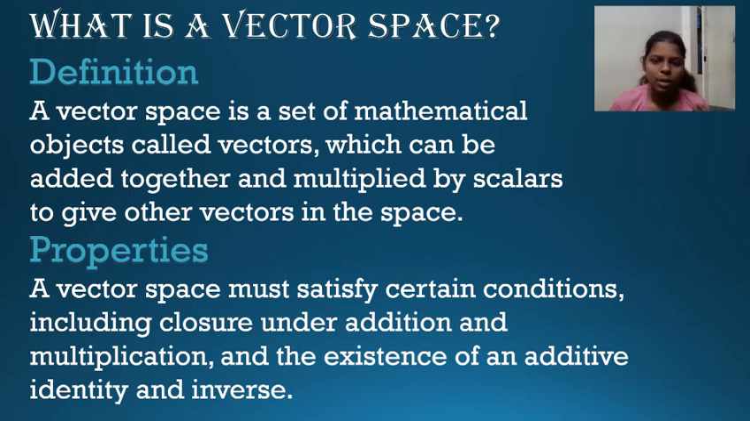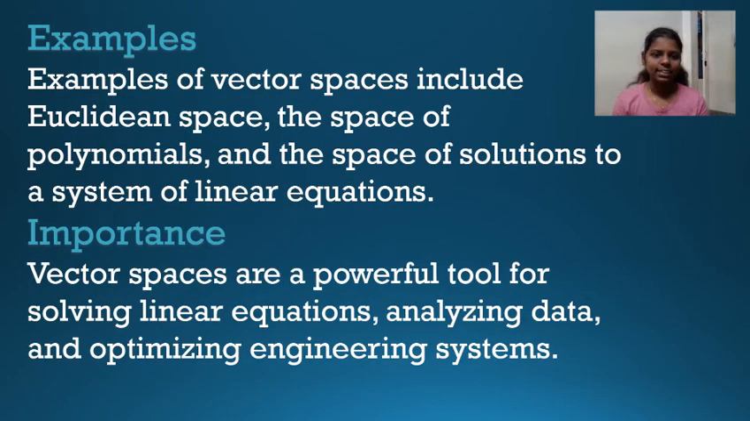And we'll see the properties of vector space. A vector space must satisfy certain conditions including closure under addition and multiplication and the existence of the additive identity and inverse. Now let us see the examples of vector spaces. Examples of vector spaces include Euclidean space, the space of polynomials, and the space of solutions to a system of linear equations.